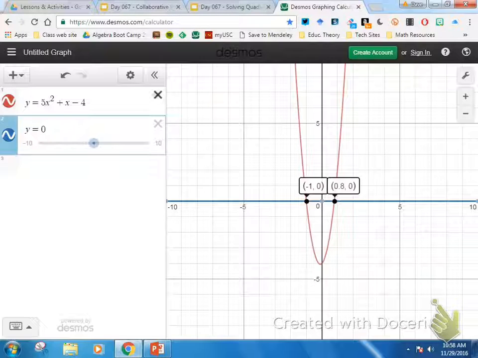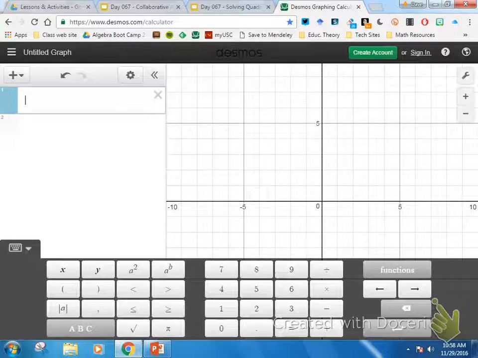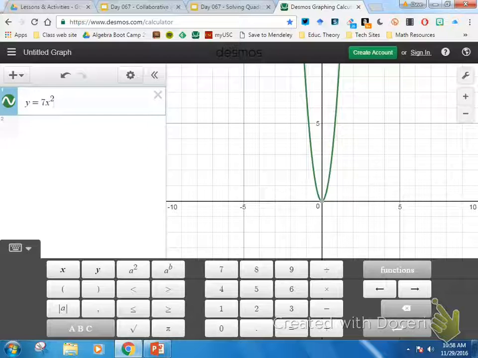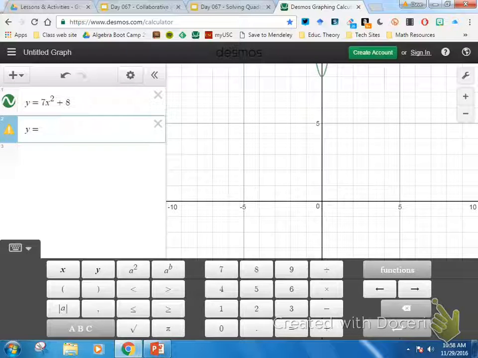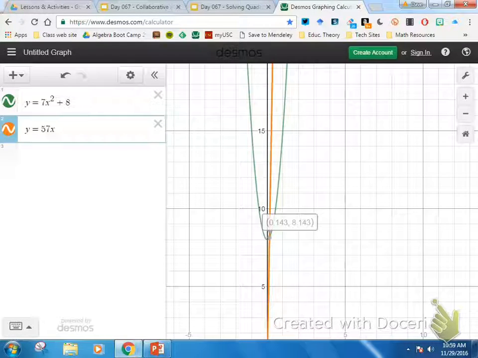Now that I'm in Desmos, I'm going to clean out my graphing calculator, and I'm going to put y is equal to 7x squared. I'm not going to use n because I'm going to use x. Plus 8. And then I got y is equal to 57x. Okay, what do you notice about my graph here? It's high, right? So I'm going to drag it. I notice there's a point here. Look at that. It's 0.143.